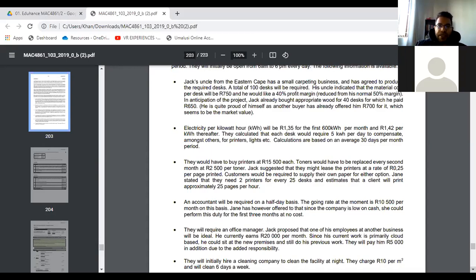But now they need 100 desks. But in the next sentence, they're telling you that Jack already bought wood for 40 desks. So that means that the 650 that he paid is a sunk cost. He already paid it. Whether or not they go ahead with this business venture, he already incurred the 650. So it is a sunk cost, and we won't include that 650 for the 40 desks. But take note that because he already has wood for 40 desks, he's only going to require wood for 60 desks. So just be aware of that.